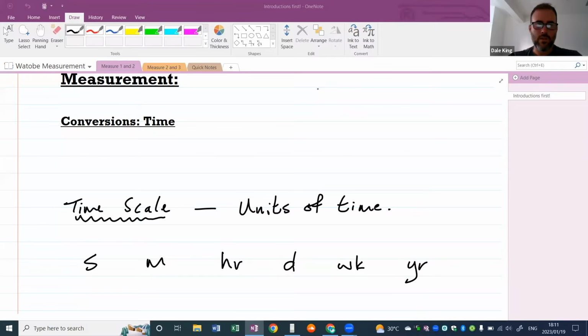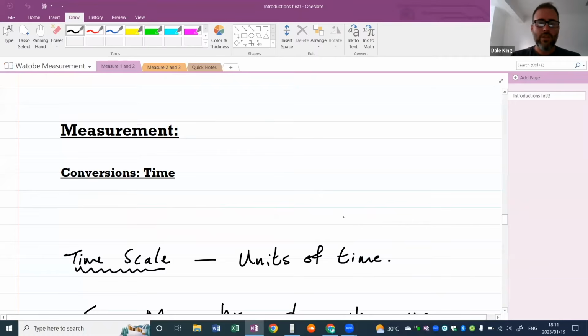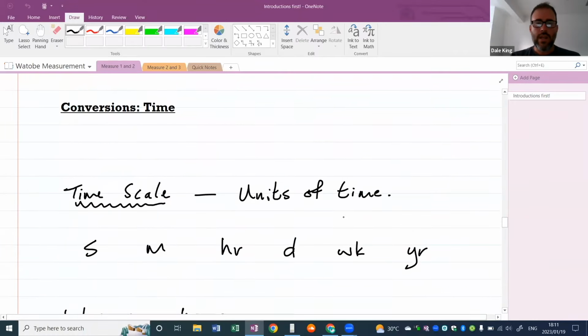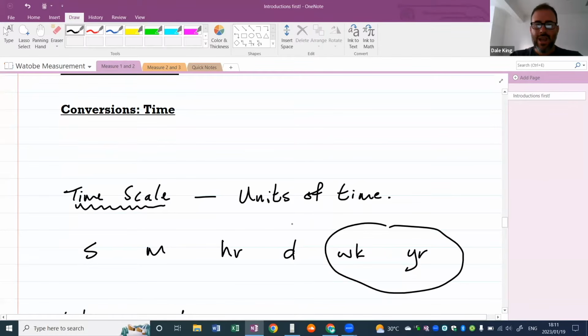So we're going from the smallest unit of time across to the biggest unit of time, as we go from left to right. But now in math literacy, we don't really work with weeks and years much. And also we don't work a lot with days.